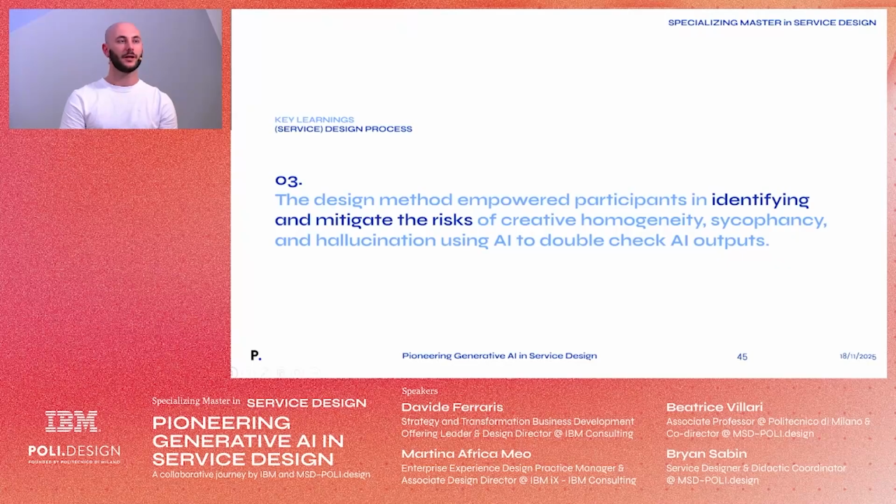The third one is about the well-known hallucination, sycophancy that AI tends to show toward humans, and also the creative homogeneity. So we are still identifying these problems in the AI generated output, but using a structured design method can help designers to identify and also to mitigate the risk of those problems.